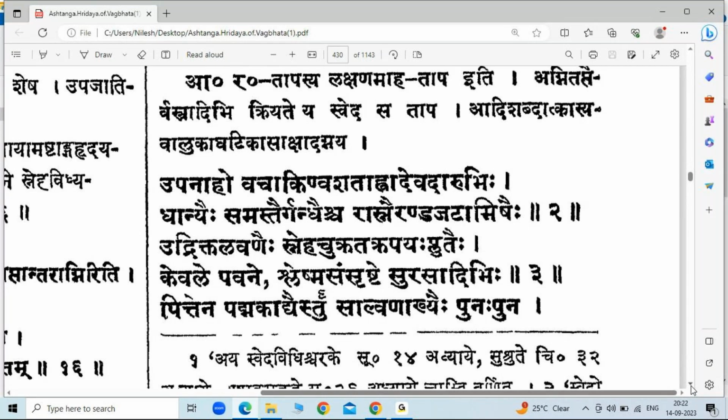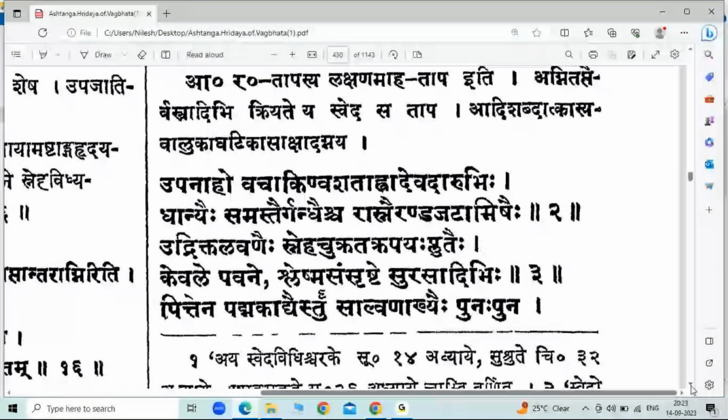Then rasnairanda jadamishaihi. Rasna, eranda jada. Jada means moolam, root. So rasna, then eranda jada. Amisham is mamsam. So rasna, eranda jada, amishaihi, udrikta lavanaihi. Lavanam is lavanam as such. Udrikta lavanam means added with an excessive or very liberal amount of saindhavadi lavanam. Saindhavam, okay.